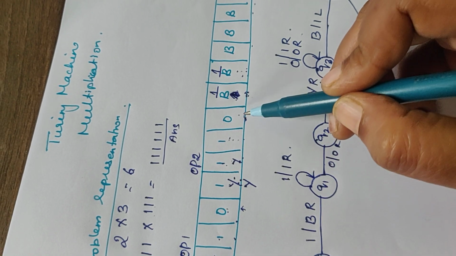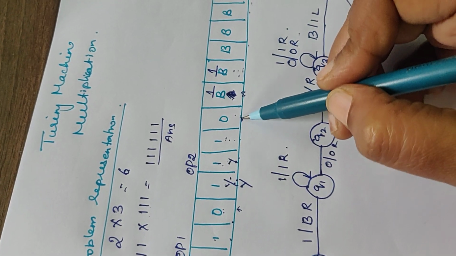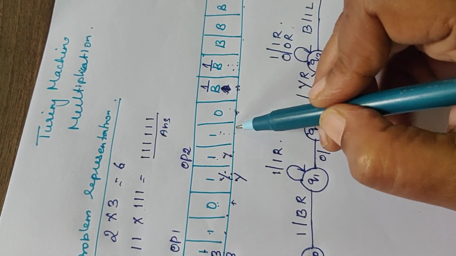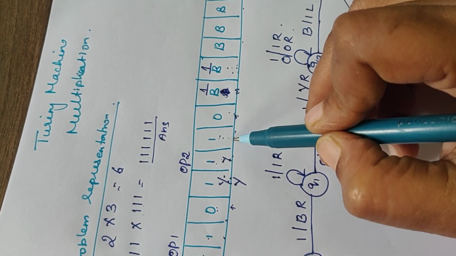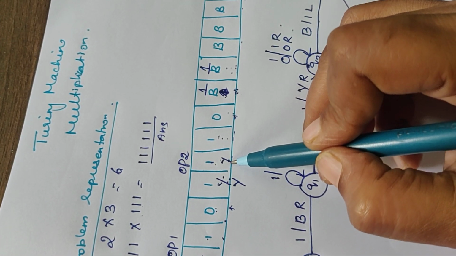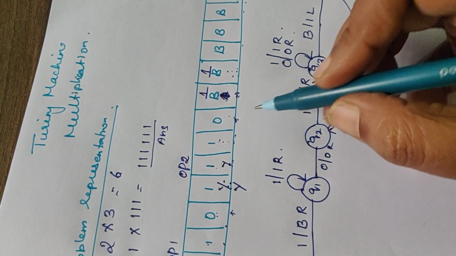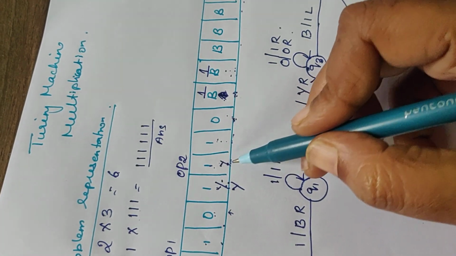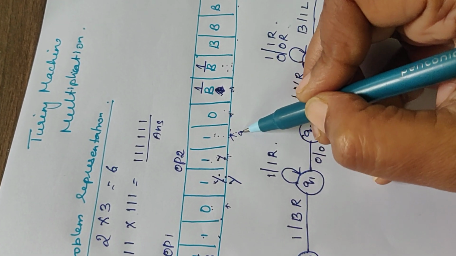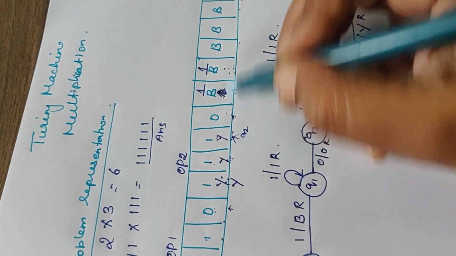You are looking 0 on Q4. Replace that 0 by 0, move left. Again 1. Replace that 1 by 1, move left. You are coming and looking here Y. When you look Y, change the state to Q2 and move right. So here you will look Q2 and replace that by Y, move ahead.